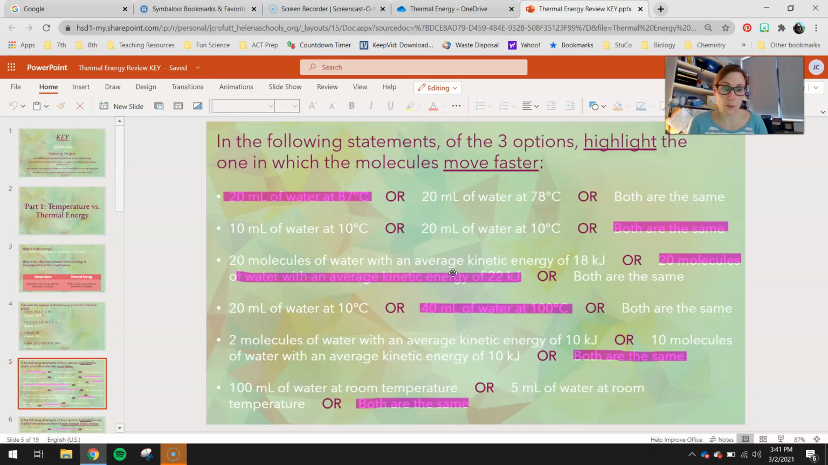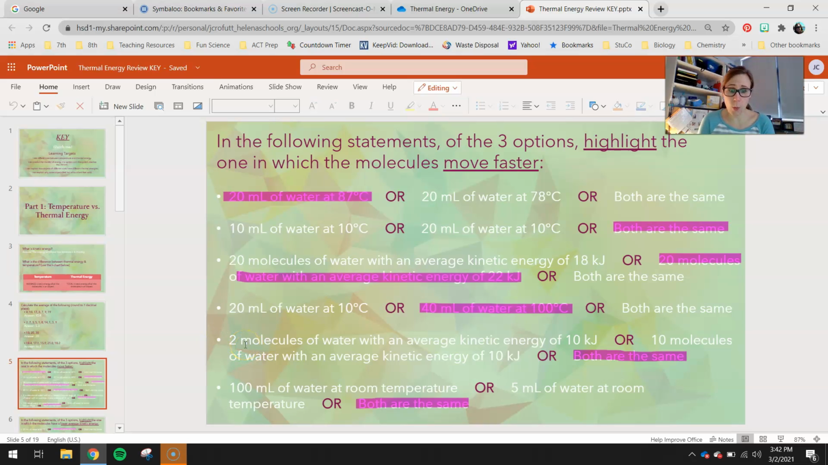Okay, 20 milliliters of water at 10 degrees Celsius or 40 milliliters of water at 100 degrees Celsius. It doesn't matter that this sample is bigger because, again, we're looking at one molecule. What's its average kinetic energy? That's the temperature of that sample. This one has a higher temperature, so all those molecules in that 40 milliliter sample are moving faster.